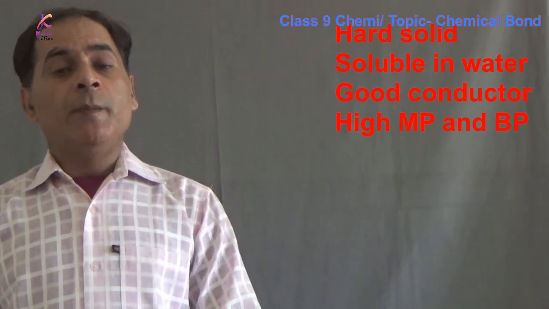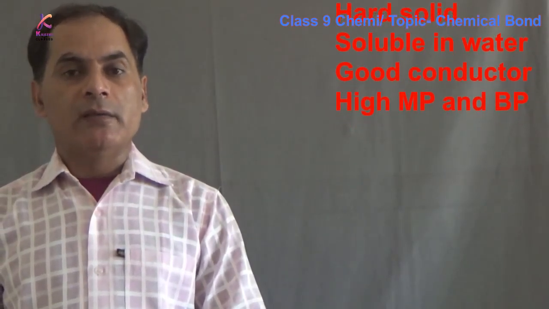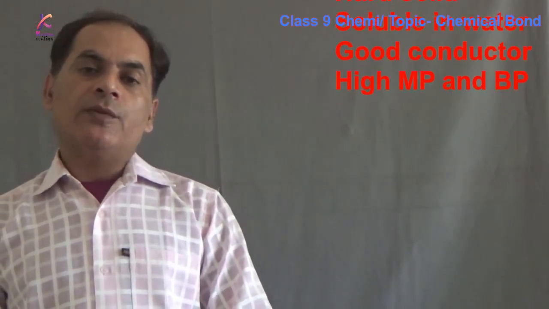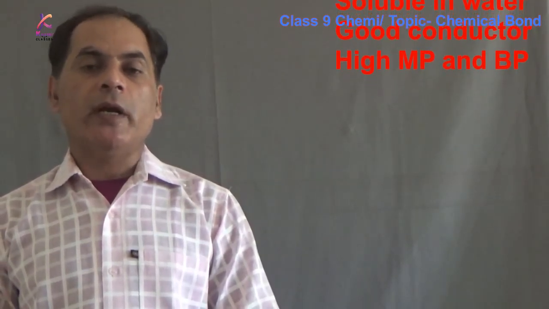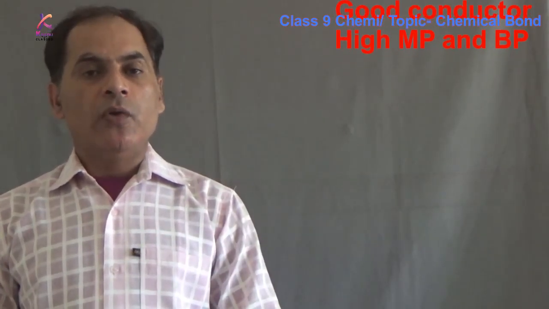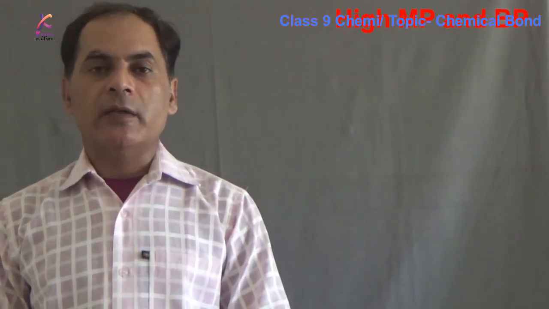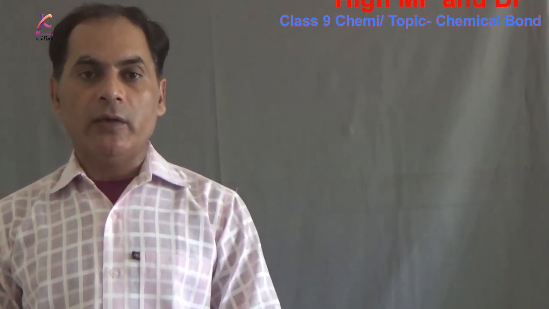Conductivity: ionic compounds are good conductors of electricity because of ions. They have free ions, or they are in the ionic form. These ions carry the electric charge and make them good conductors of electricity, in aqueous solution or in the molten state. In solid state they are bad conductors of electricity, but in liquid state, or fused state, or molten state, or in aqueous solution, they are good conductors of electricity.